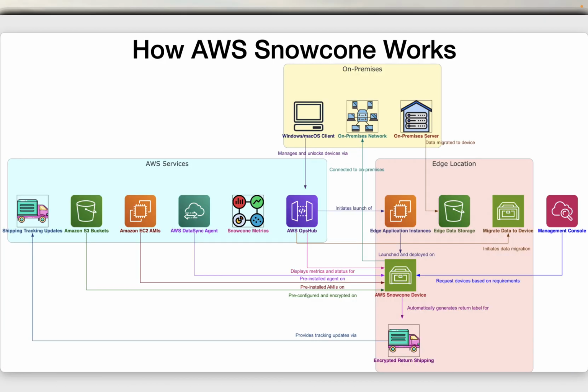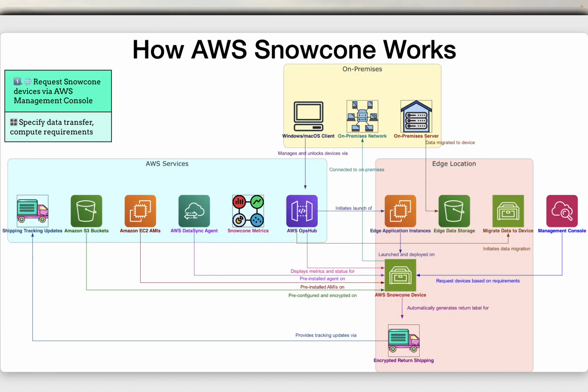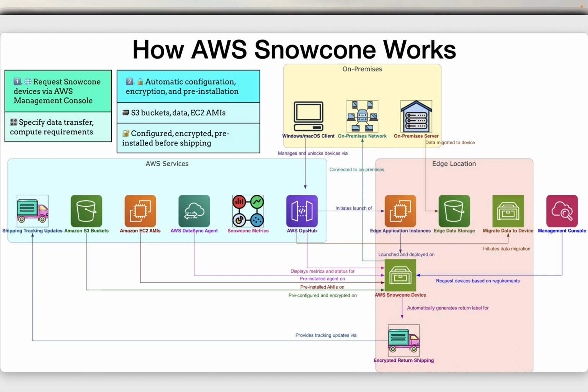So how does AWS Snow Cone work? First, users can request one or more Snow Cone devices through the AWS Management Console, specifying their data transfer and compute performance requirements. There are two options only. They have to choose either SSD or HDD, hard disk drive. Then they will choose Amazon S3 buckets, data, and Amazon EC2 AMIs, which are automatically configured, encrypted, and pre-installed on the Snow Cone device before shipping.